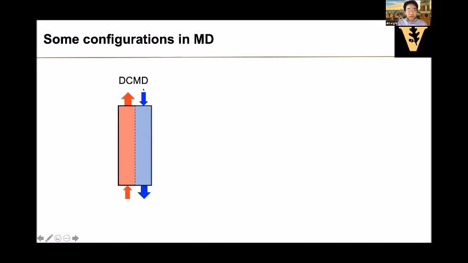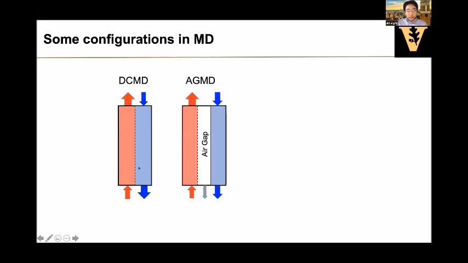So one is called direct contact MD, where you have the hot saline stream and the cold distillate stream both in contact with the membrane. It is the most typically studied in the literature, but it's not necessarily the most promising configuration in industrial application. This next one, from what I heard from the experts on scaling up, is the most promising one, which is called air gap MD.